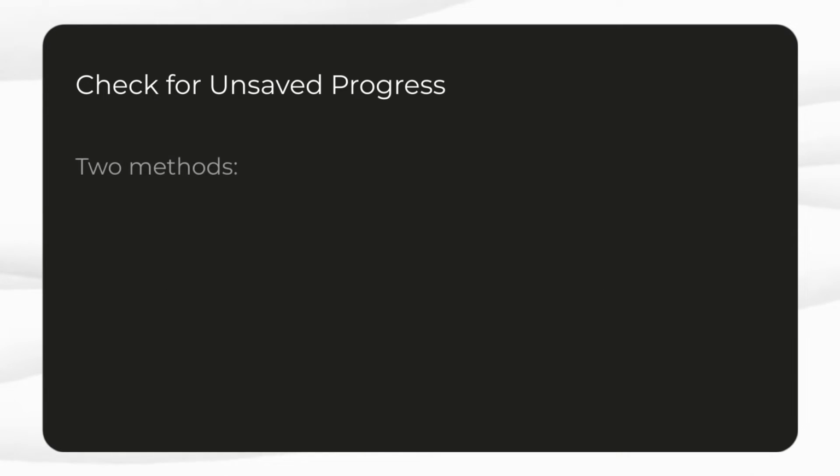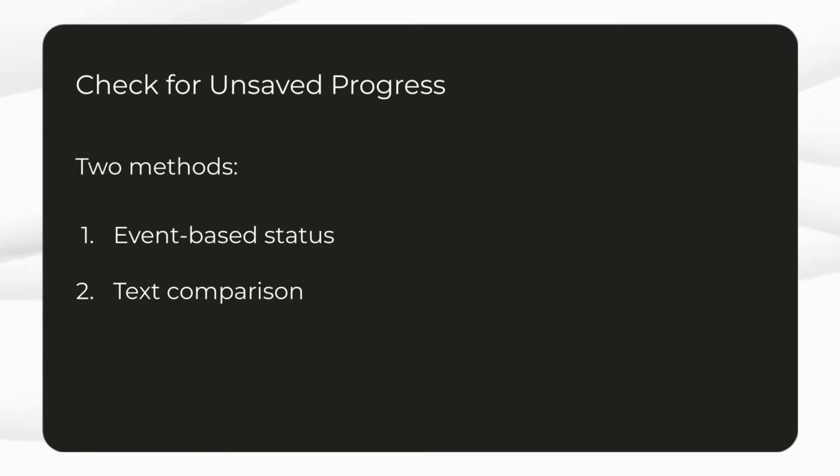There are two ways we can check for unsaved progress. The first one is event-based status. That means when a user changes the content of the text area, it fires an event that changes the save status. The second method is text comparison. That means we save the original content of the file and compare it with the final content. The downside of the first method is that it is completely event-based, so even when the final content is exactly the same as the original, it will still be marked as unsaved.